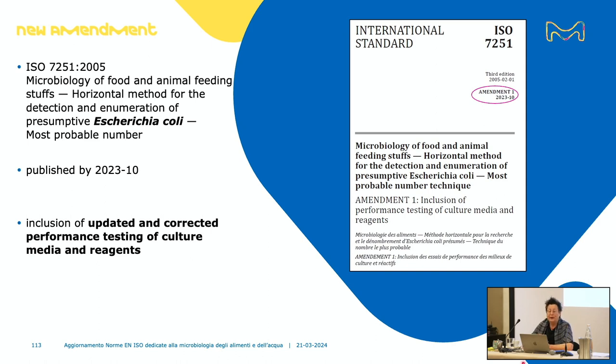We also have an amendment for the performance testing of culture media and reagents, corrections for ISO 7251, the horizontal method for the detection and enumeration of presumptive Escherichia coli by MPN methods for food microbiology. It's not an EN standard, but it is often used when you have a low limit of detection, I know. And here we also had a correction mainly for the culture media quality control.